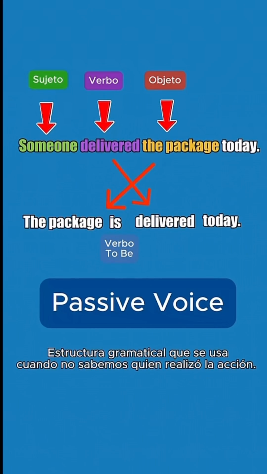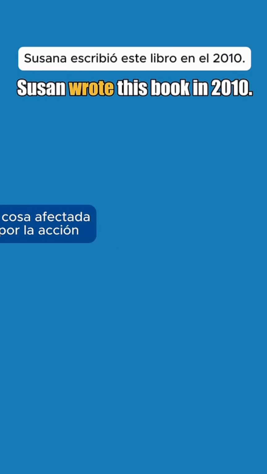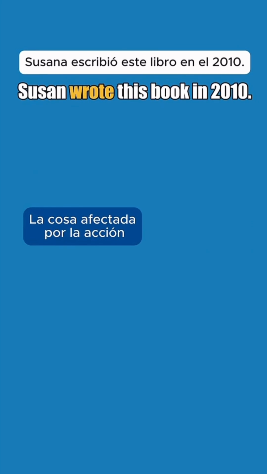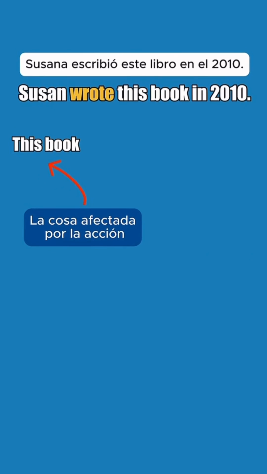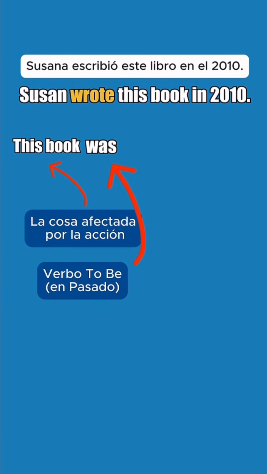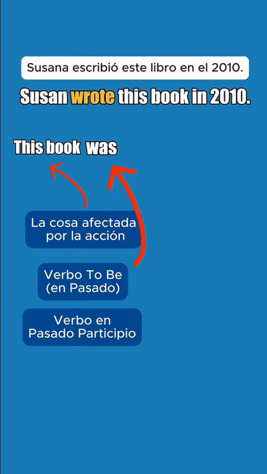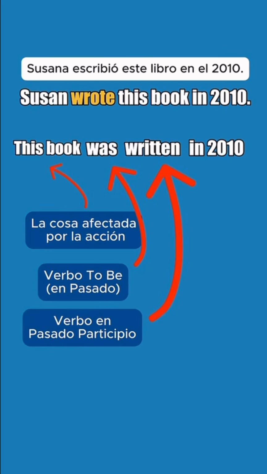Are you confused? Let's do it slower. This sentence: Susan wrote a book in 2010. Firstly, we are gonna start with the book because it's the thing. And then the verb to be, but in past because the sentence is in past. And then we're gonna use the same verb but in participle. Then just put the context. So, the book was written in 2010.